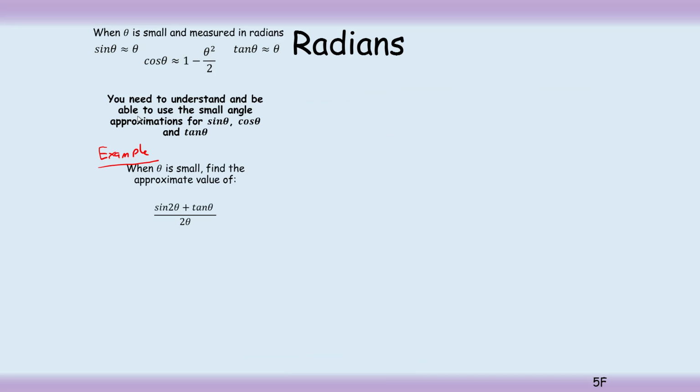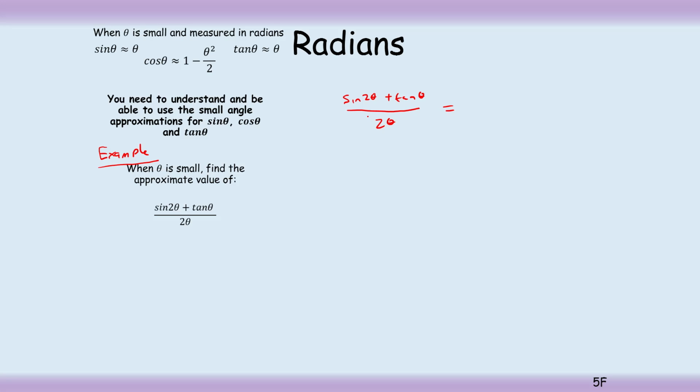So in this example, it says when theta is small, find the approximate value of sine 2 theta plus tan theta all over 2 theta. So let's rewrite that here. Sine 2 theta plus tan theta divided by 2 theta.